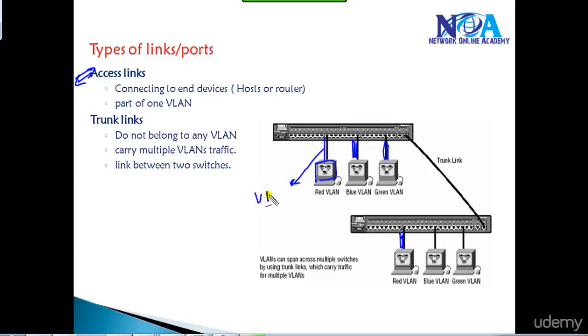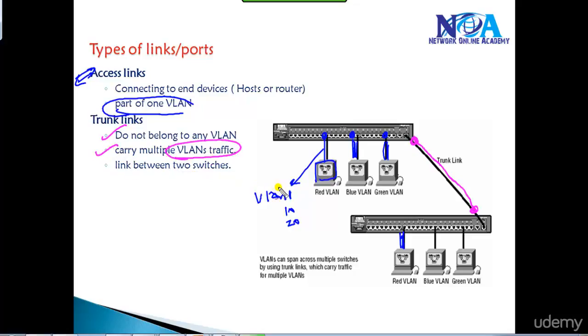By default they belong to VLAN 1, but we can shift them into VLAN 10 or VLAN 20 or VLAN 30 as per your requirement. But at the end, the ports which are connecting to the end devices, we call them access links, and they belong to only one VLAN. But the link which is connecting between switch to switch doesn't belong to any VLAN. Which means it's not a member of any VLAN, but it's going to carry multiple VLAN traffic.